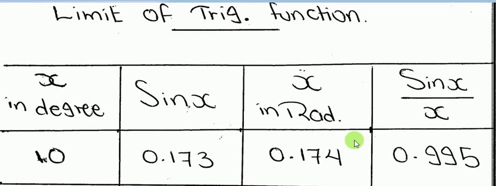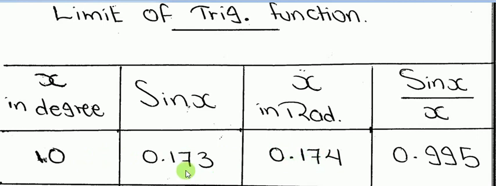Today's lesson is for the science section, not for the art section, and it is about the limit of trigonometric functions. Now, if you have x in degrees, say x is 10 degrees, then sine 10 is 0.173. And if I convert 10 to radians, it will be 10 times pi over 180, as we did before in senior 1. It will be 0.174.